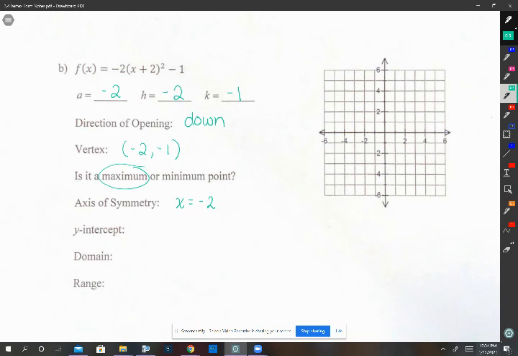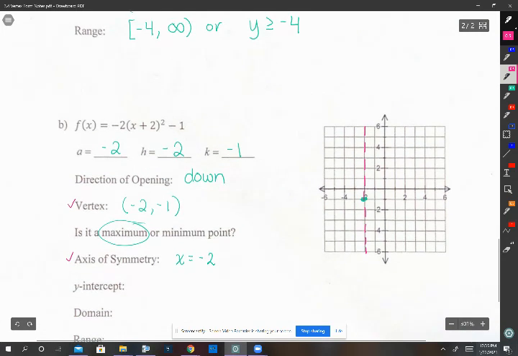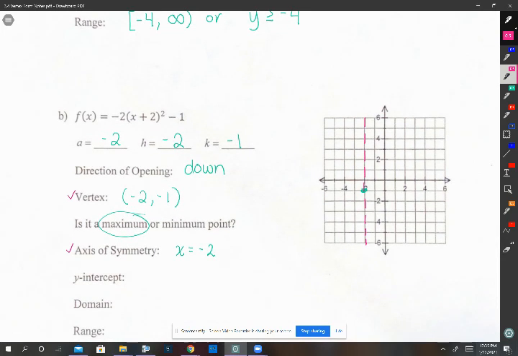We know that our vertex is at negative 2, negative 1, which is here. We also know that our line of symmetry is going to go through that point. And those are those two things. That's our vertex and our axis of symmetry. To find the y-intercept, we have to do a little bit more work. So we can do the box to multiply.